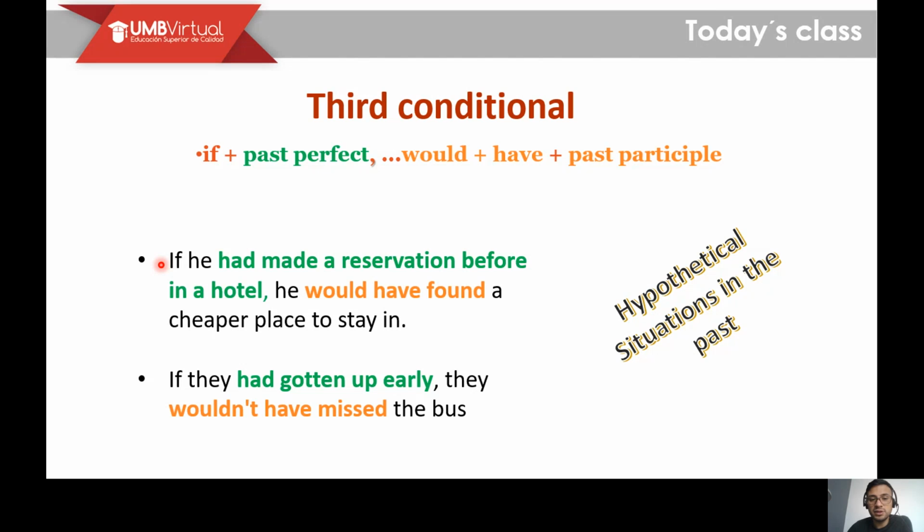So we have third conditional y quiero explicarlo en español porque a veces tiende a ser un poco confuso. ¿Listo? Entonces, ya hemos visto zero conditional, first y second. Vamos a ver el tercero que es el último condicional, porque necesita que algo pase antes para que esta situación se pueda dar.